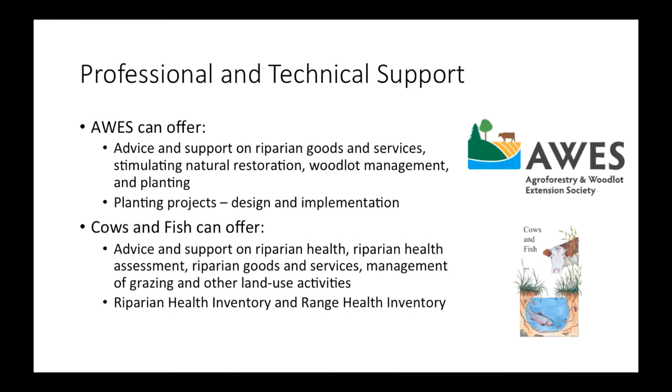And then Cows and Fish, also mentioning education on all the things they talked about in this course: riparian health assessment, goods and services, management of grazing and other land use activities. They provide education on a suite of different things there. And then they can also do riparian health inventories and range health inventories. So when their staff come out to your property and do a comprehensive version of the health assessment that we taught you earlier in session 2, and do the same thing for your upland range lands, identifying all the different native and non-native species that are there, and giving you management recommendations to take relief.